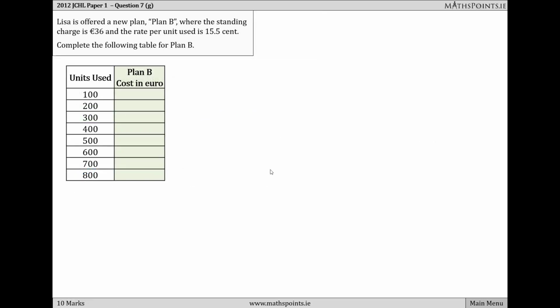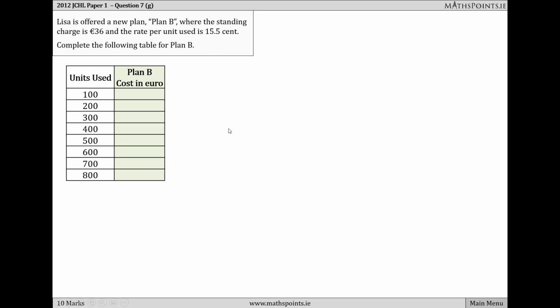The G part of the question says that Lisa is offered a new plan, Plan B, where the standing charge is 36 euros and the rate per unit used is 15.5 cents. The first thing we'll notice is that the standing charge, 36 euros, is a good bit more than the standing charge of Plan A, which was 20 euros. But that the rate per unit used of electricity is 15.5 cents, which is less than the 18 cents on Plan A.